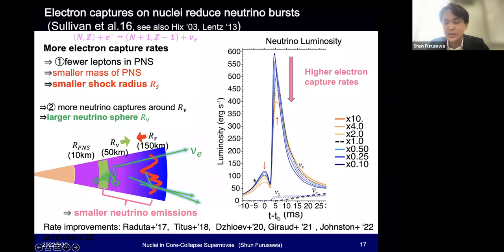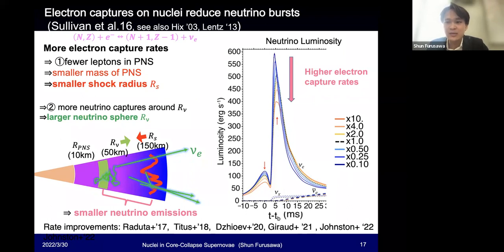So the electron capture rate is also of course important to determine the peak neutrino luminosity, but it also determines the size of protoneutron stars, and the energy of the shockwave is changed.